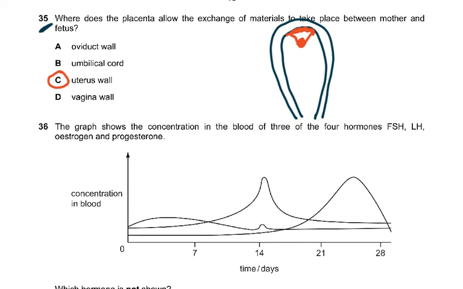On one side, we have the mother's blood. On this side, we have the fetal blood. So the exchange of materials between the mother and the fetus takes place in the uterus wall. It can't be in the oviduct wall, that was rubbish. The umbilical cord is actually the connection it makes. This I will connect, and then you'll have the whole amnion, and then you'll have the fetus developing here.